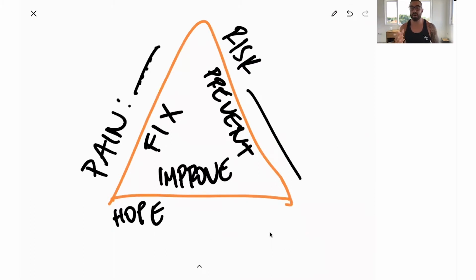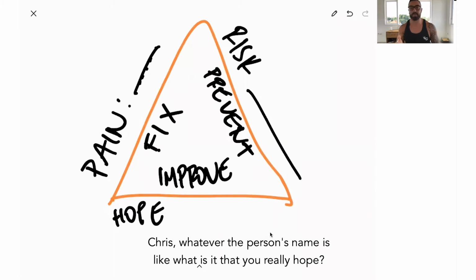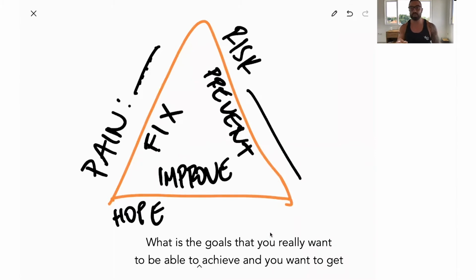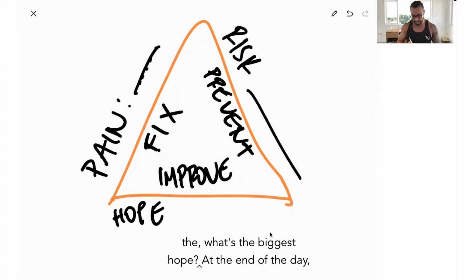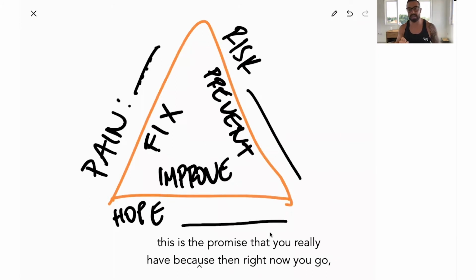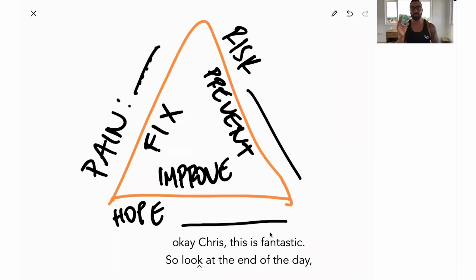And I would love to know, Chris, whatever the person's name is, what is it that you really hope? What are the goals that you really want to be able to achieve? You want to get them to say what their biggest hope is at the end of the day. This is the promise that you really have. Because then right now you go, okay, Chris, this is fantastic.